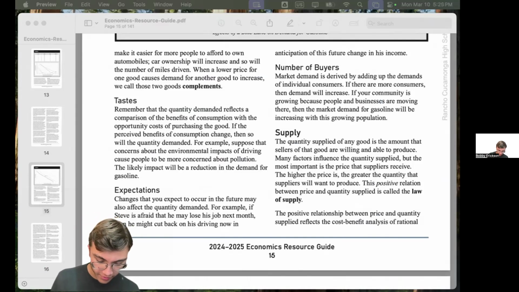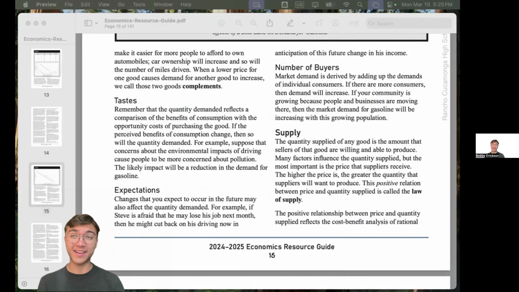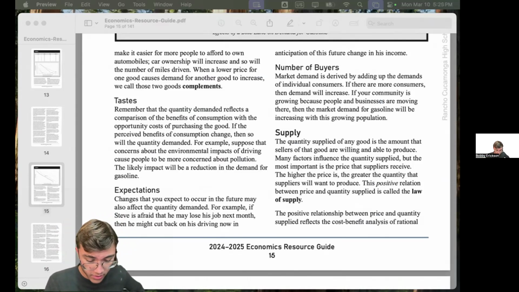Then we have expectations. If you're afraid that you're going to lose your job, then you may cut back on driving in the present so that you can anticipate those future changes in which you may have problems with your income. And so this is the expectations of the future. If you are expecting that you are no longer going to like peanut butter in the future, then you may stop buying it now just to save yourself some money.